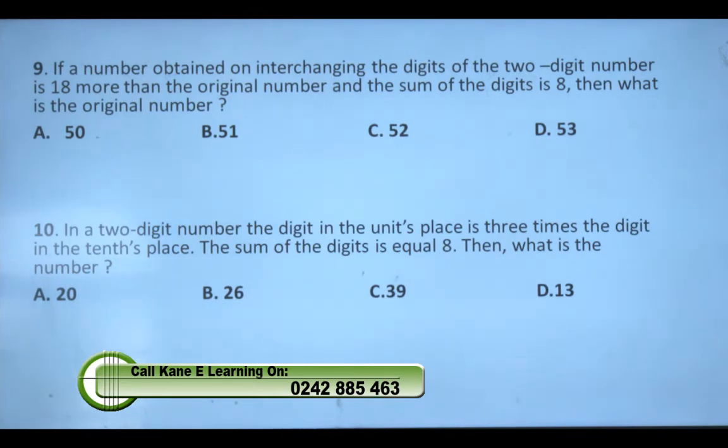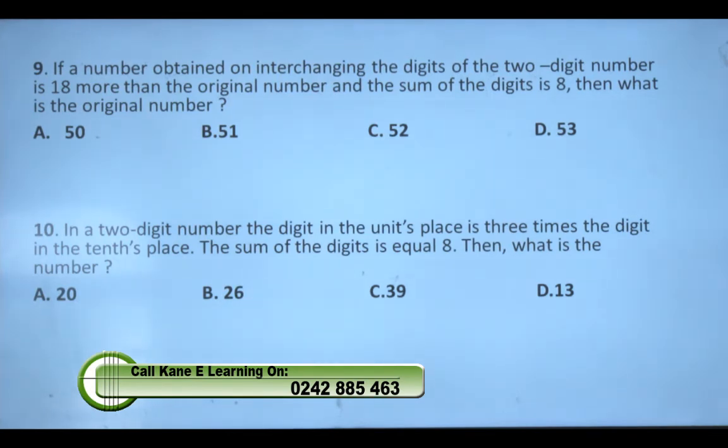If a number obtained on interchanging the digits of a two digit number is 18 more than the original number, and the sum of the digits is 8, then what is the original number? So just look at the options A to D. Pick any of the options. The one that when you sum is 8, that is the answer.